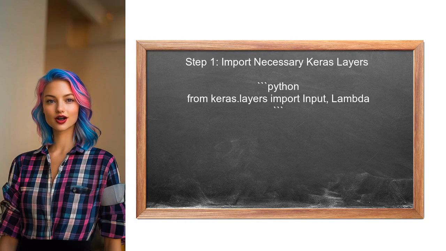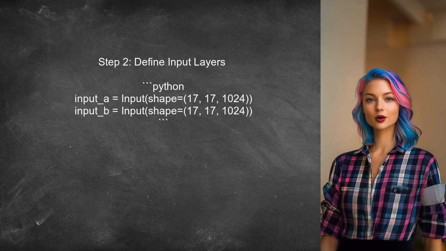To create a dot product layer in Keras that operates on the last axis of the feature maps, the user should start by importing the necessary Keras layers. This includes the lambda layer, which allows for custom operations. Next, the user should define the input layers for the two feature maps. They can use the input function to create these layers, specifying the input size.